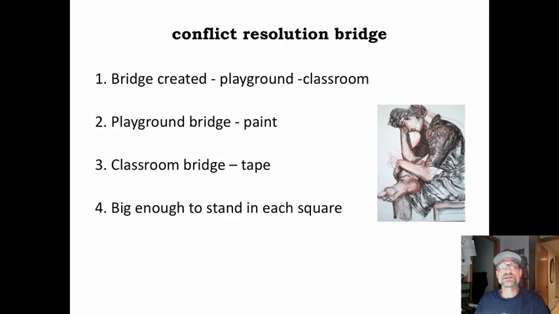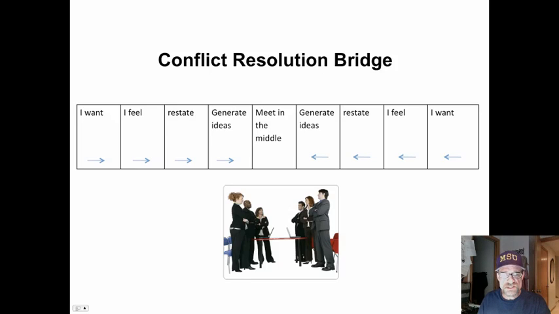The first one is the conflict resolution bridge, where you create a bridge on the playground or in the classroom. On the playground, you actually paint squares on the sidewalk or on the tar or playground someplace. In the classroom, you can create this bridge with tape. It needs to be big enough for students to stand in each square, and it will look something like this.